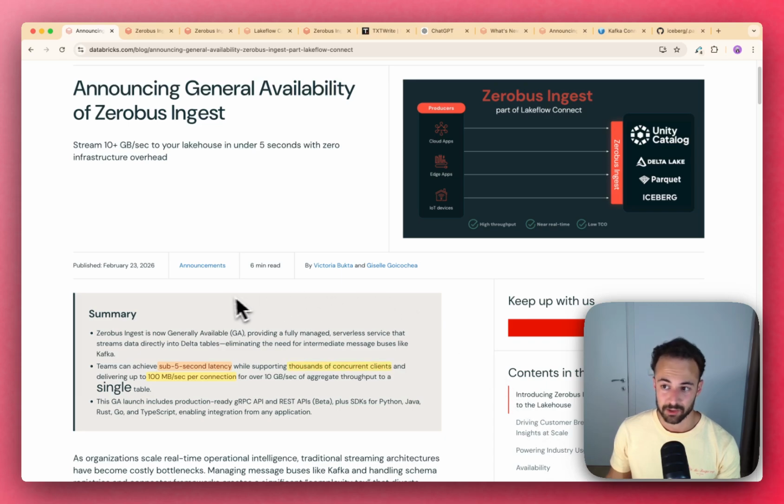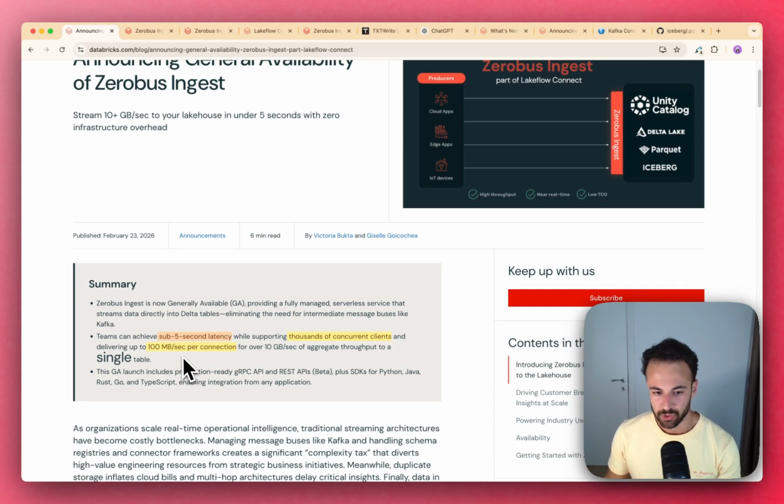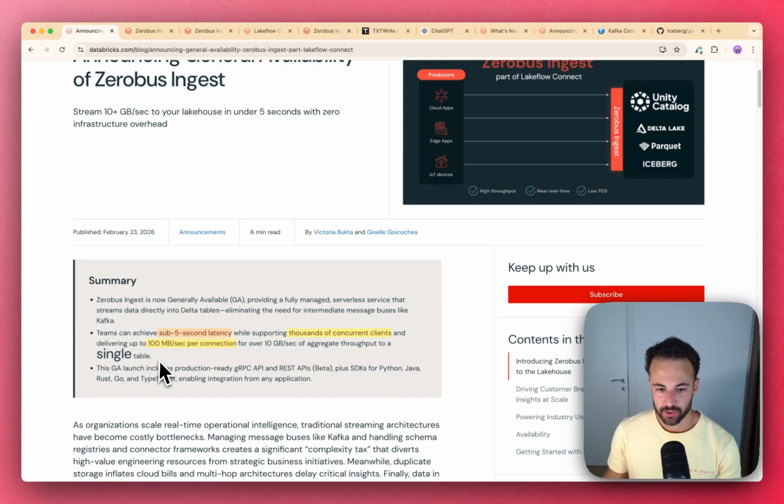So, this is a marketing blog post, so take all of this with a grain of salt, but pretty good numbers. This GA launch includes a production-ready gRPC API and REST APIs in beta, plus SDKs for Python, Java, Rust, Go, and TypeScript.